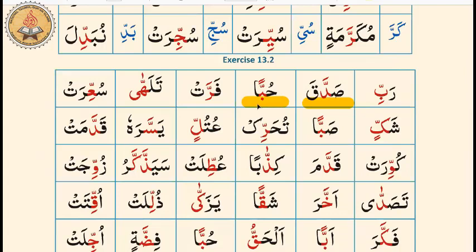Hubban. Well done. Next one. Farat. Next one. Falahu. So remember, this is ta. Remember, fa has got the 1, ta has got 2, and then this ha, it's got a vertical fatha, so it's a long sound for 2 seconds. So try again.